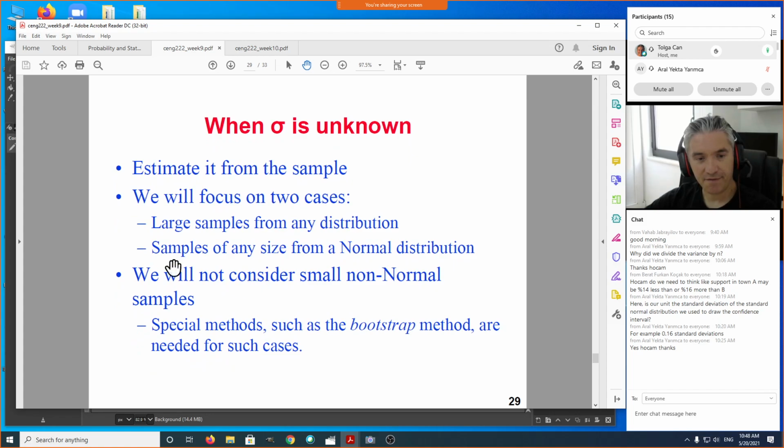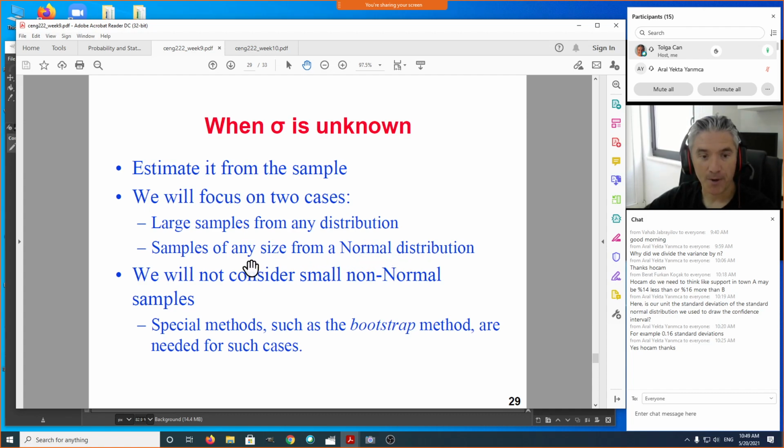And if we have small samples, of any size, from a normal distribution, where we know that the individual variables are normally distributed: when samples are large, it doesn't matter, but when they are small, the means are still going to be normally distributed. But small samples with unknown standard deviation, that's the case where we're going to be using the t distribution, Student's t distribution.